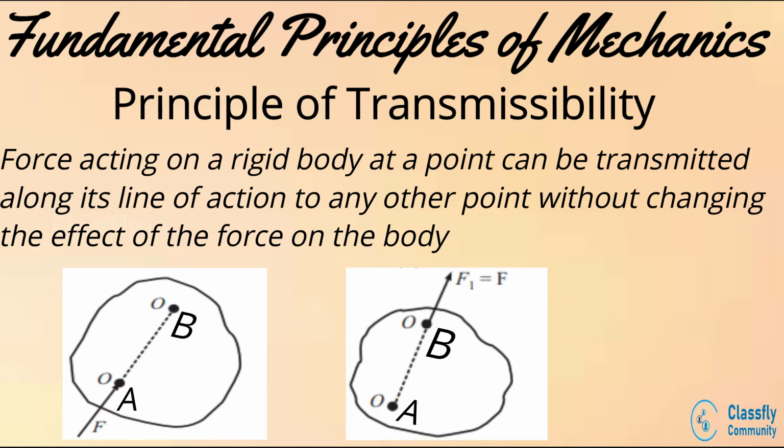Consider the following figure. Here, F is a force which acts on the line of action AB on a rigid body. The first figure shows that the force is applied at point A on the rigid body. Now, if the force is shifted to the point B along the line of action, then the effect of this force on the rigid body will be the same as the effect when it was applied at the point A.